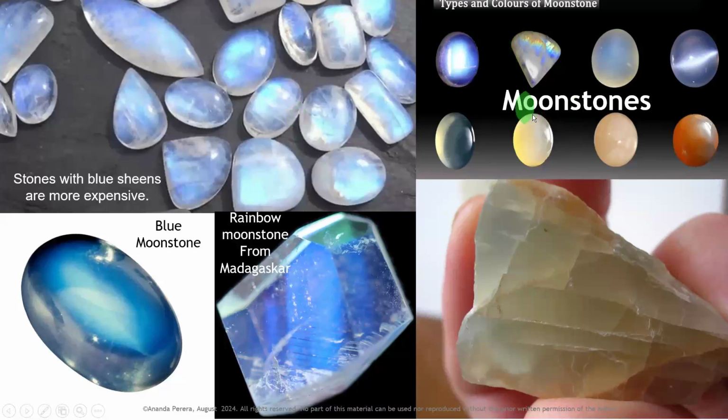Here, moonstones. We learned earlier also. All are moonstones. This is rainbow moonstone from Madagascar. Stones with blue sheens are more expensive. Foreigners like to buy moonstones. Another name in Sinhalese is Chandrakanti Pashan. It is moonstone. That is a single word.